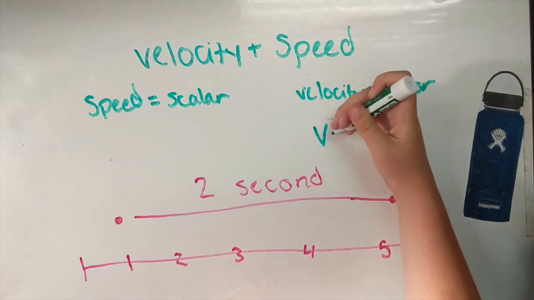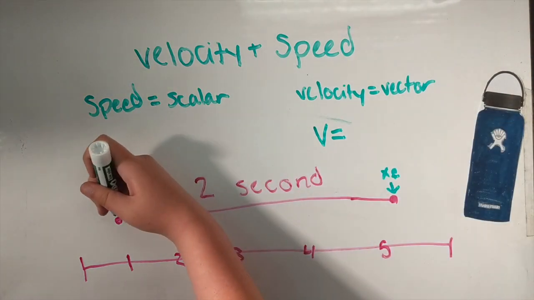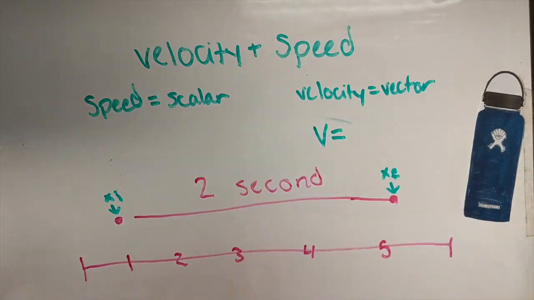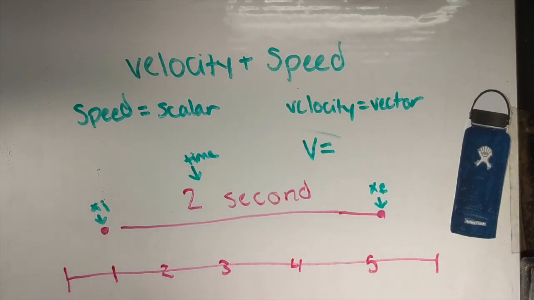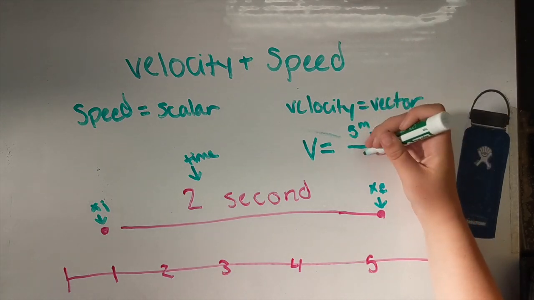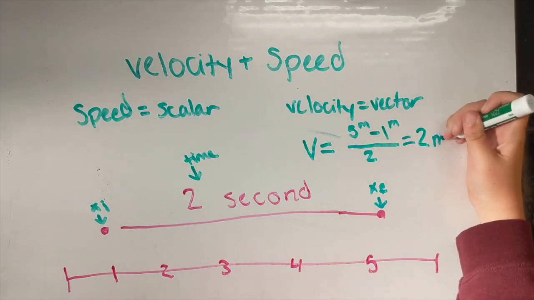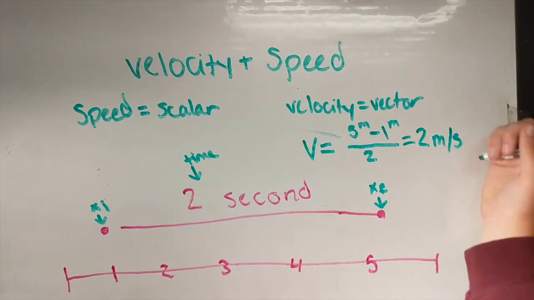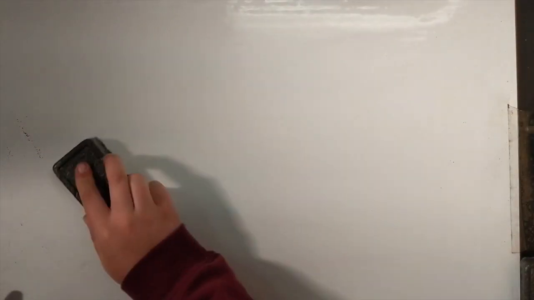How you're going to find velocity is that you know the final position is 5 meters, and you know the starting position is 1 meter, and you know it takes you 2 seconds to do it. So you're going to put it all in the equation like I am doing here. And so you're going to get 4 over 2, because 5 minus 1 is 4. And so it's going to take you 2 meters per second to the right. That is the difference between velocity and speed, is the direction.